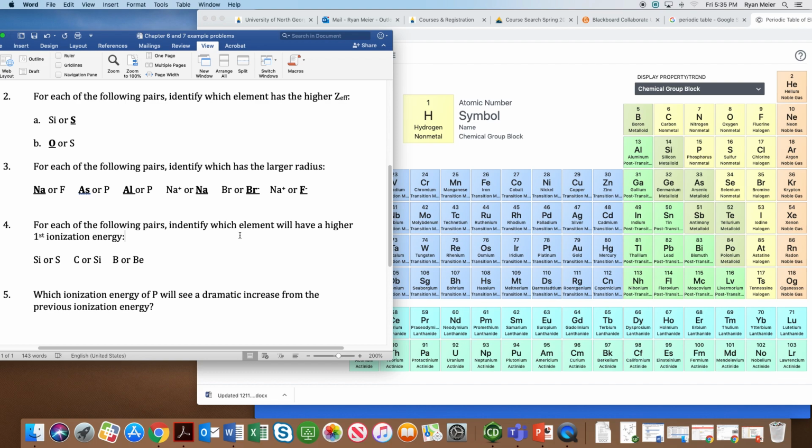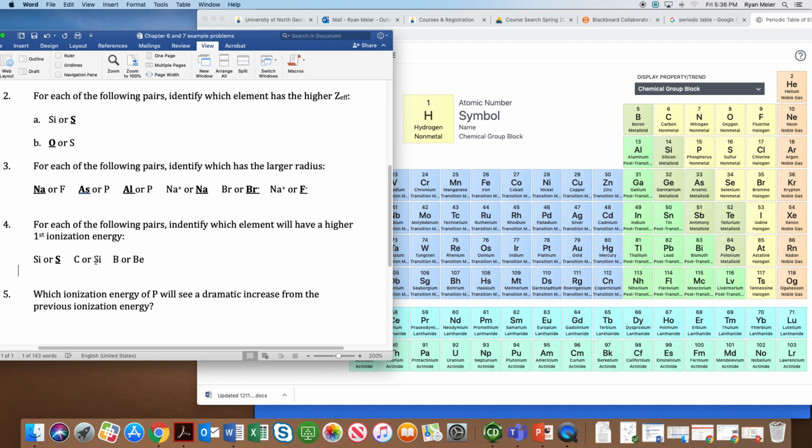All right, for ionization energies. And really, electron affinity and electronegativity would follow pretty much the same trend here as well. For each of these following pairs, we want to identify which element will have the higher first ionization energy. And we have silicon and sulfur again as our first one, similar to what we had above. Well, if we compare silicon and sulfur, sulfur is farther to the right than silicon. And this follows the same trend as effective nuclear charge. It increases up to the right. So sulfur should have the higher ionization energy.